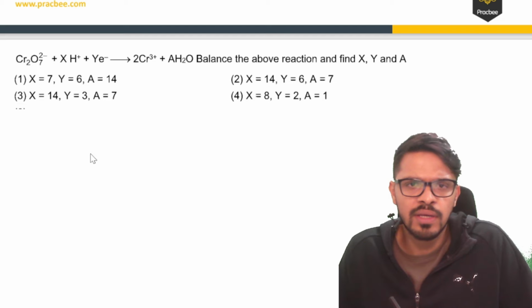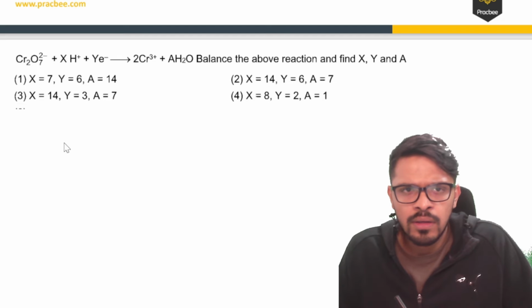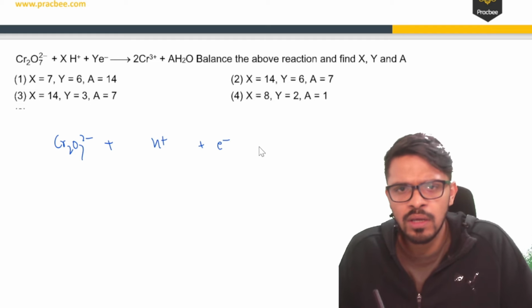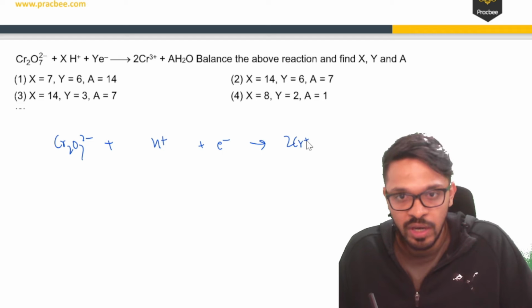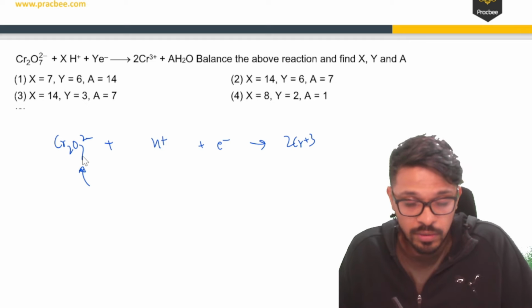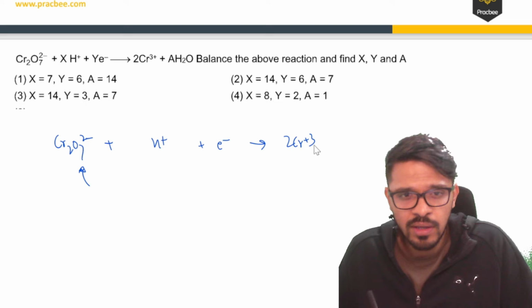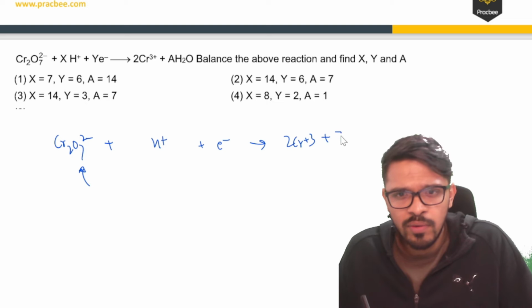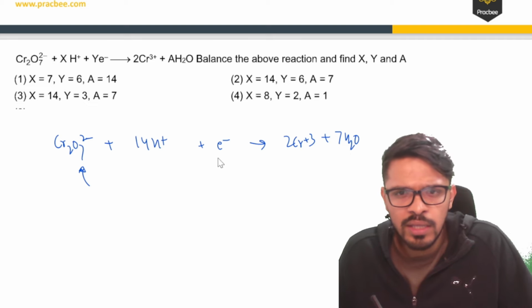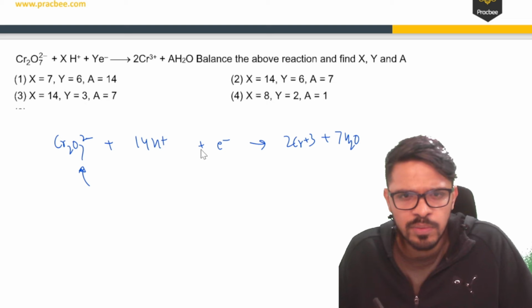Next reaction is a very simple reaction to be balanced. If we talk about Cr2O7 2 minus, we have H plus and electrons. We have 2 Cr3+, so chromium is balanced. Oxygen on the left are 7. So on the other side, I will require 7 water, and due to this, we'll have 14 H plus. I think everything is balanced except the charge.